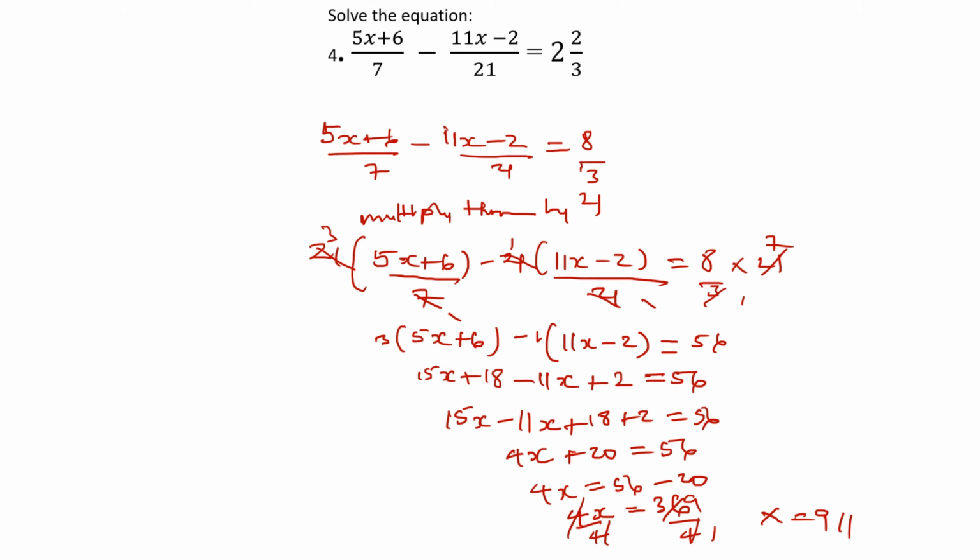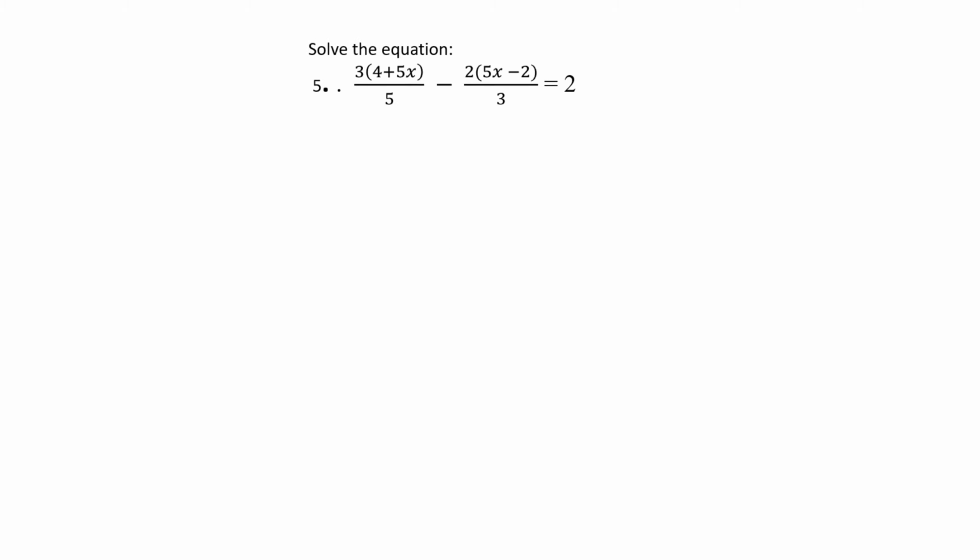We move on to the fifth question. We have 3 in bracket 4 plus 5x over 5 minus 2 in bracket 5x minus 2 upon 3. Remember, whenever you have a question like this, these ones are fractions. This always equals to 2 upon 1. The denominator here is 1.